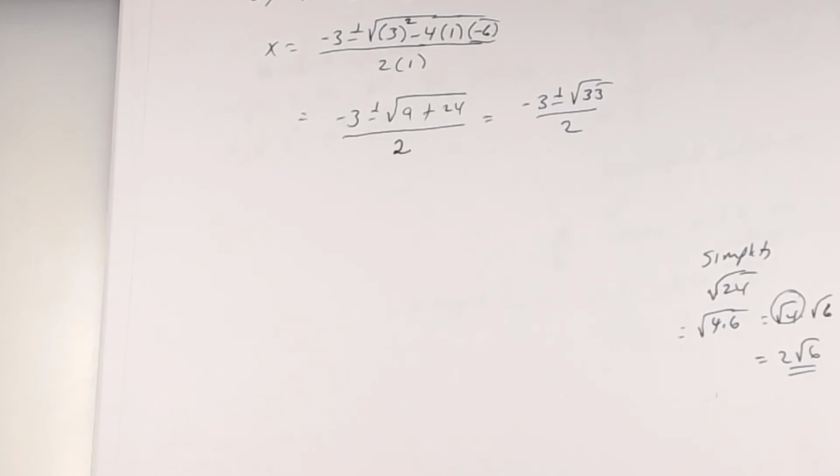So, but if I go back to square root of 33, is there a perfect square other than 1 that goes into 33? No. So can I simplify the square root of 33? No. So leave your answer like that. You're done.